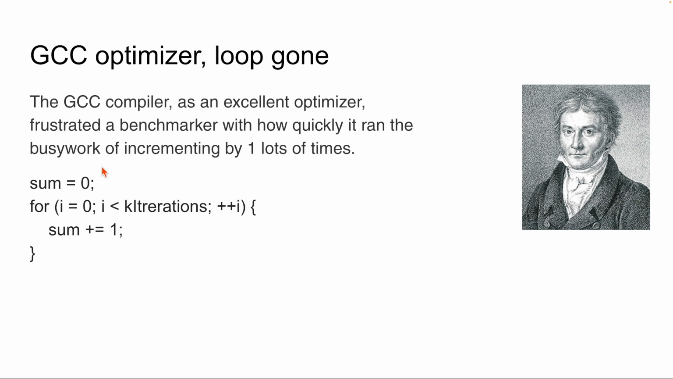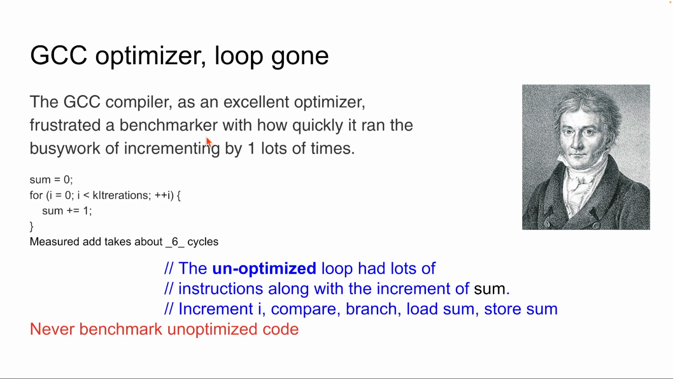So here's a little benchmarker who got frustrated trying to build a loop to see how fast an add is, and just built a little sum plus equals 1 inside of a loop that goes a million times or something and timed that. If you compile this unoptimized, you measure something like an add taking 6 cycles, which means going around the loop takes 6 cycles.